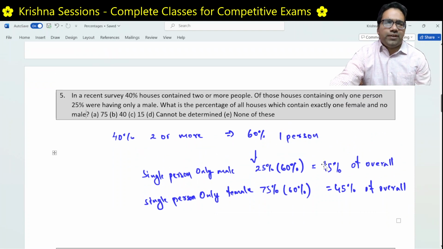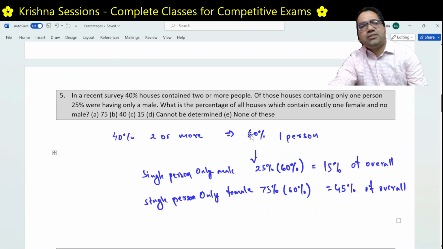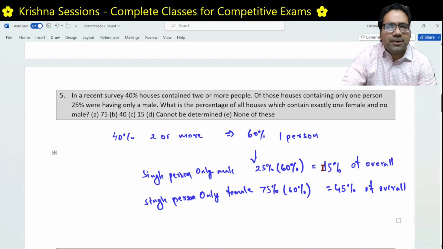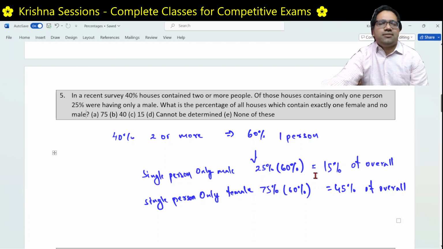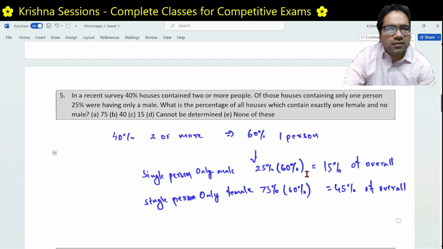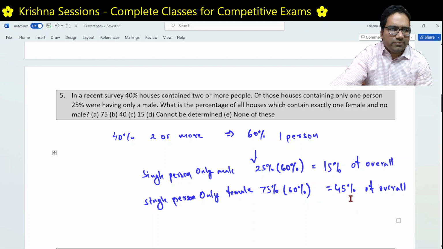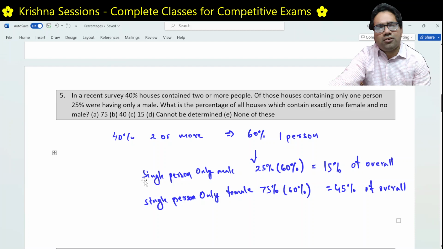Only male is 15, right? 25% of single person families, 25% of 60%, which is 15%. Then remaining would be female families, right? So remaining 75% will be single female. That means 75% of 60, which is equal to 45. So total is 60. Remaining 40% has got what, male and female or whatsoever, we don't know.